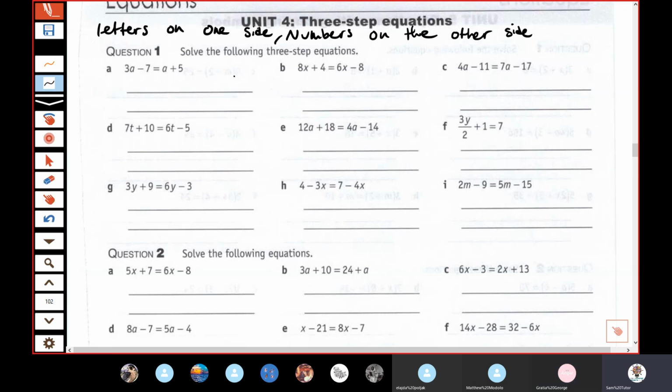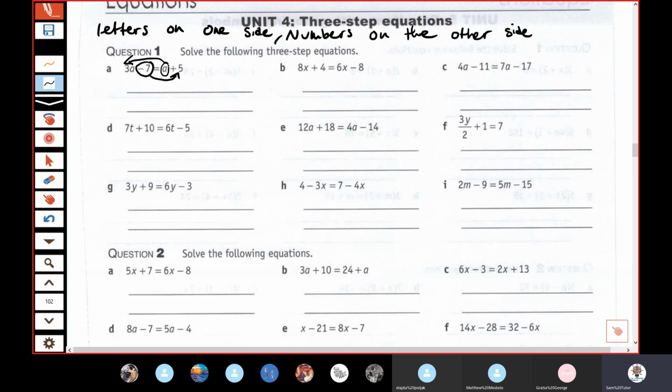So solve the following 3-step equations. Okay, so I'm going to bring the A. So letters on one side, numbers on the other side. I'm going to bring the A to this side and bring the -7 to this side. So that's the way it works. So the A moves to the left and the -7 moves to the right.